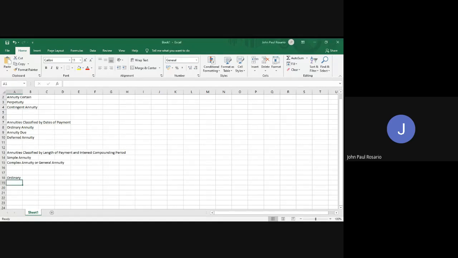Okay, so here, our formula is this one. Future value of ordinary annuity is equal to payment times 1 plus I. Our I here is already, unsa man si I nato dire? Interest rate per period.